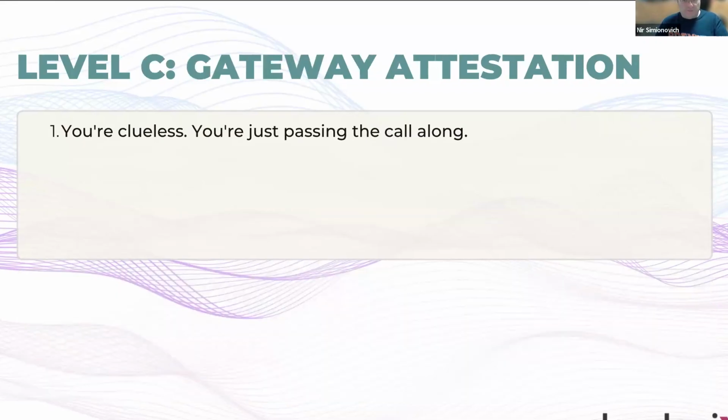Then we have the stupid part. This is level C, gateway attestation. Gateway attestation basically means you're clueless. Why are you clueless? Because you barely know where you got the call from. Maybe you know them, maybe you don't. Maybe they're some kind of aggregator, maybe they're some kind of third-party service provider. You don't really know. So you're just passing the call along, and the only thing that you attest to is that, yeah, I got the call from somewhere that I trust one way or another.